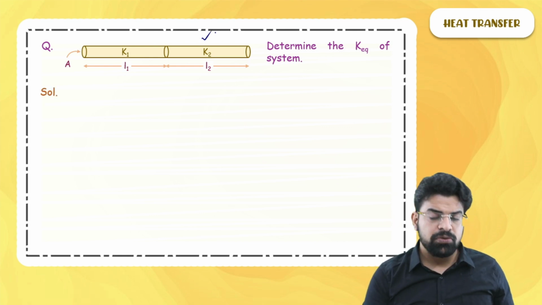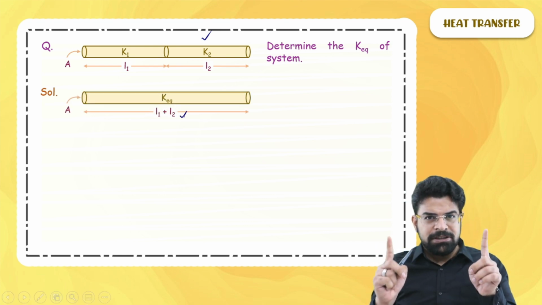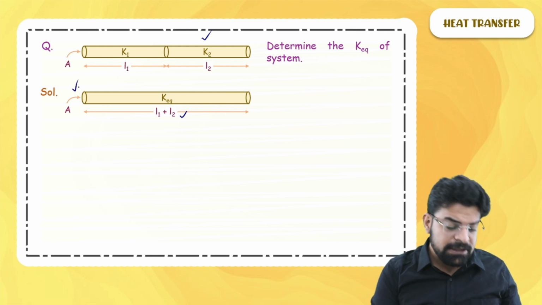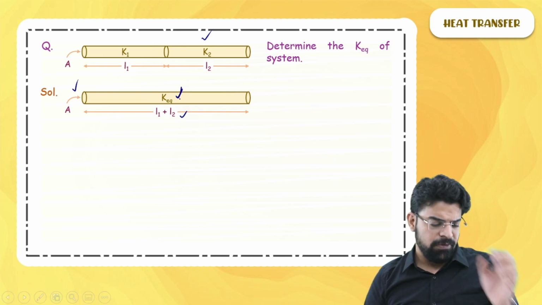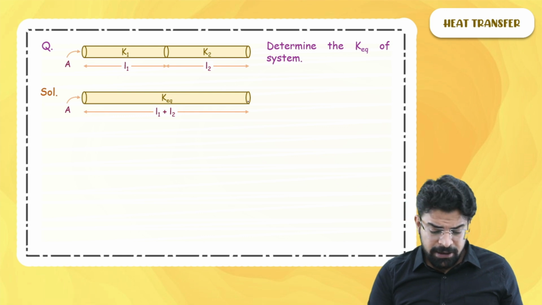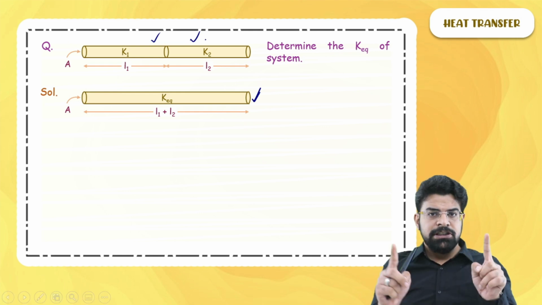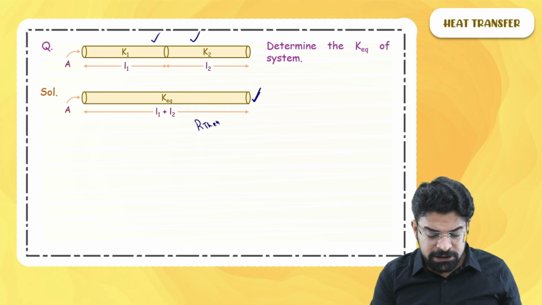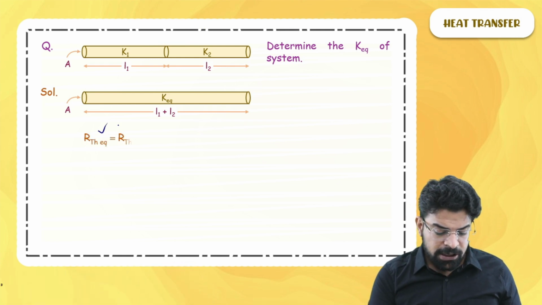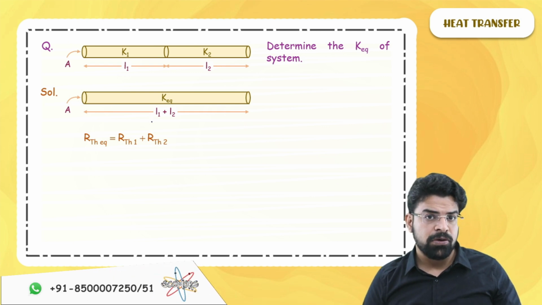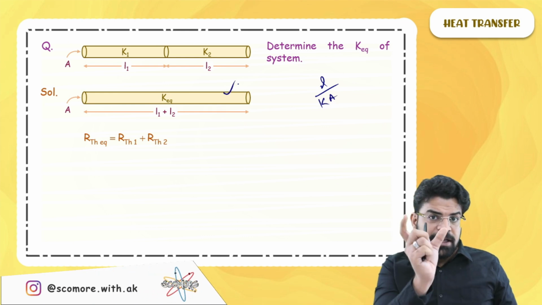So if we replace these two rods and place only a single rod, that single rod will have length equal to L1 plus L2, the length of this composite system. That single rod will have a cross-sectional area A and let's say a thermal conductivity K equivalent. We know that if this single rod has to be equivalent to these two rods connected in series, then the R thermal equivalent of this single rod has to equal R thermal 1 plus R thermal 2. So you will simply say R thermal equivalent equals R thermal 1 plus R thermal 2. What is R thermal? L by KA.